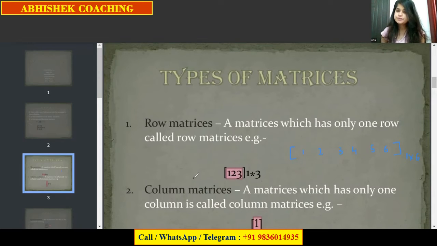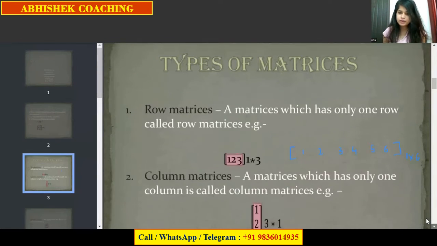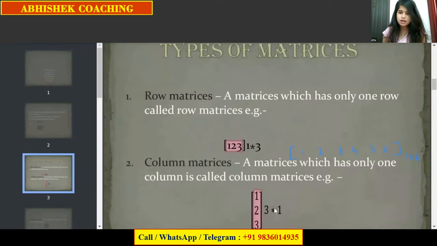Clear with this? And what is the column of matrix? A column matrix is just one having one column. So one column and 3 rows are there, 3 numbers are there, and having one column is called a column matrix. Clear with row matrix and column matrix?